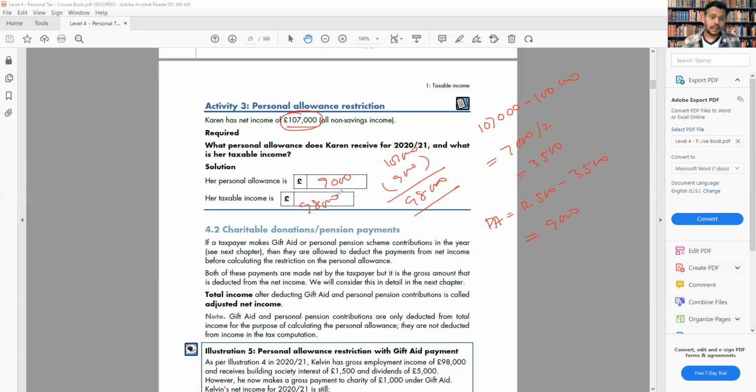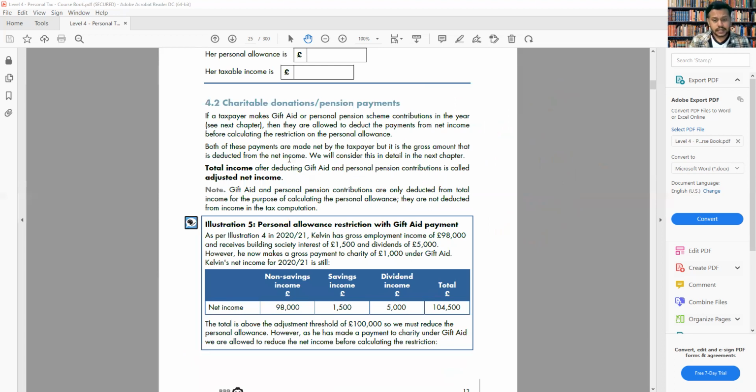All you have to remember is how much the net income is. You minus the 100,000, find the difference, and divide by 2. This amount has to be minus from the personal allowance figure of 12,500, and this will reduce the amount. This will be your adjusted personal allowance. And the personal allowance needs to be minus from the net income to find the taxable income. It's not a very difficult one, but you can write it down. If you have any questions, we can discuss later on. Let's move to the next one.